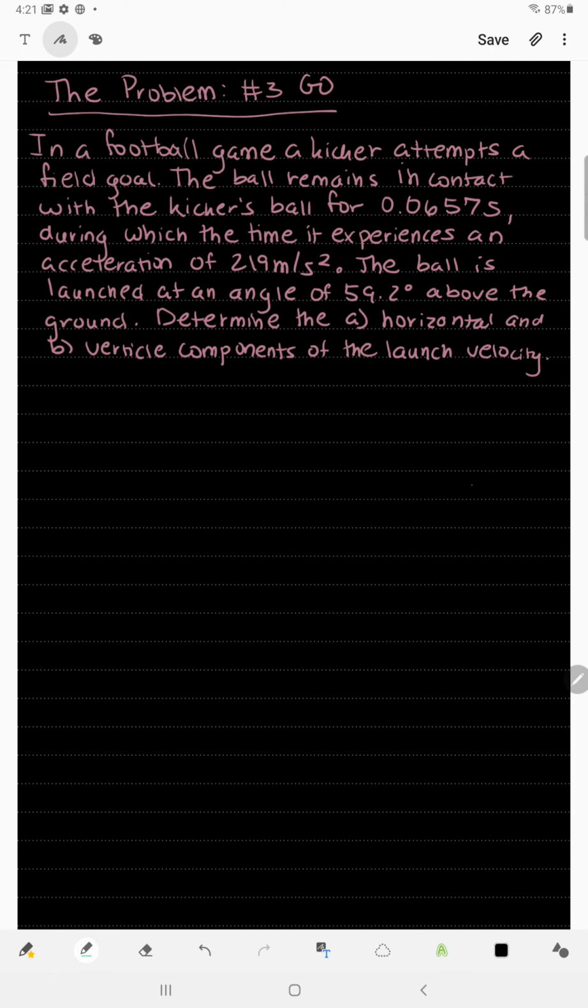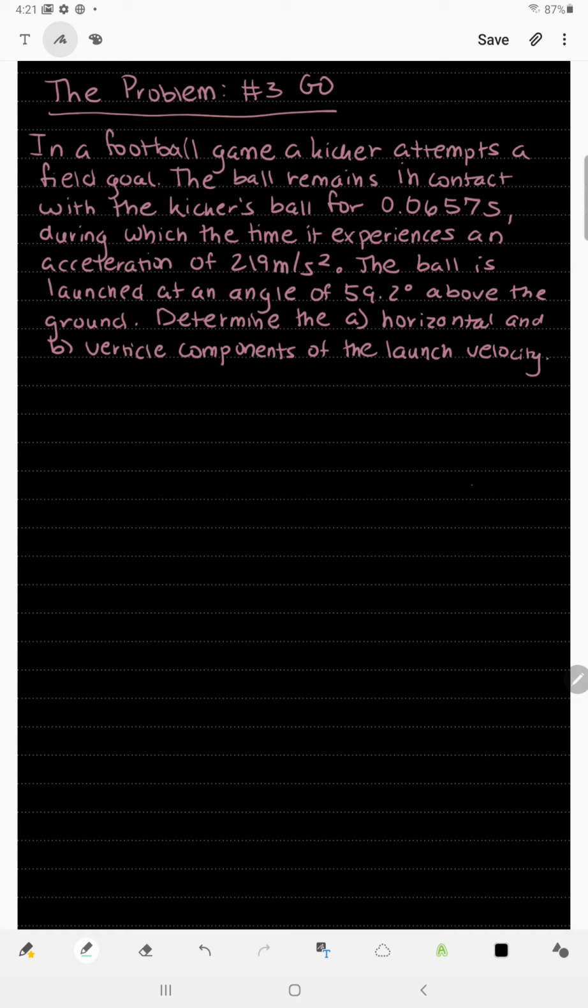Alright, today I'm going to do physics problem number 3 on the Go problem section. So let's make ourselves familiar with this problem. In a football game, a kicker attempts a field goal. The ball remains in contact with the kicker's foot for 0.65 seconds, during which time it experiences an acceleration of 219 meters per second squared. The ball is launched at an angle of 59.2 degrees above the ground. Determine the horizontal and vertical components of the launch velocity.